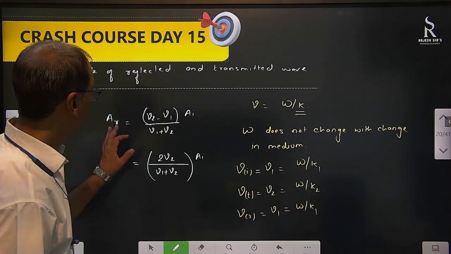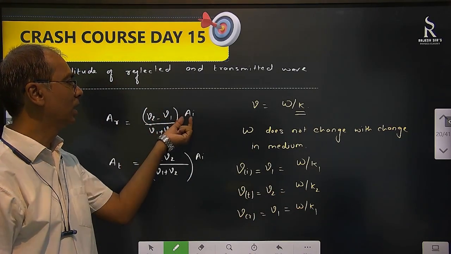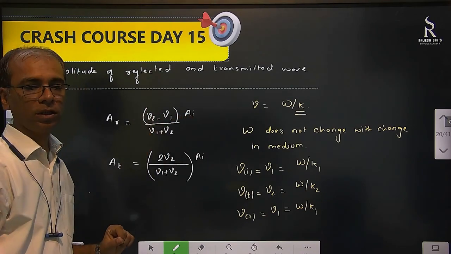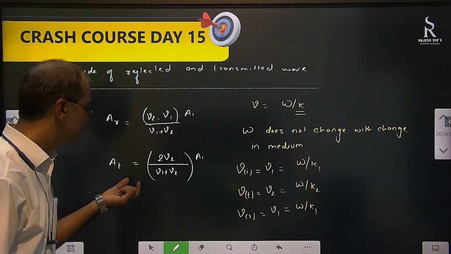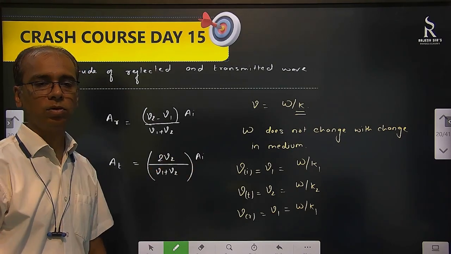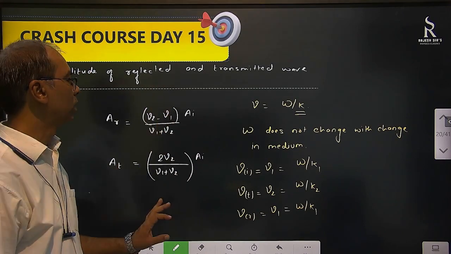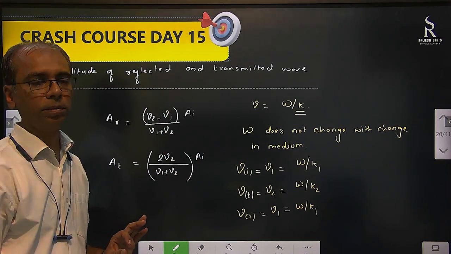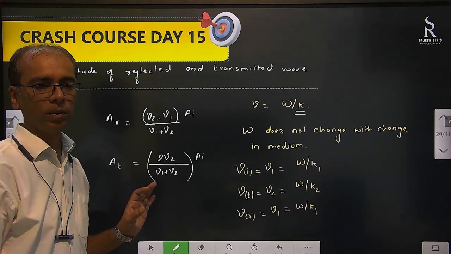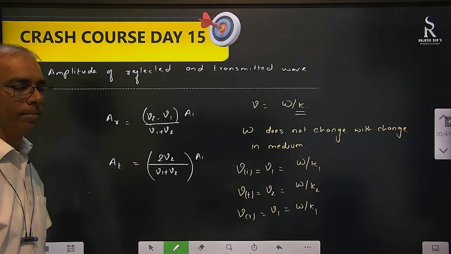So the amplitude of the reflected one is (V2 minus V1) by (V1 plus V2) into AI, that is the amplitude of the incident wave. AT is 2V2 by (V1 plus V2) into AI, where AI is again the amplitude of the incident one. So this formula, if you can remember, is better. I have not seen any questions on that directly, but if you can remember, better for us.